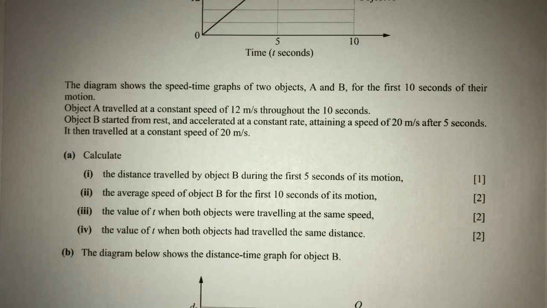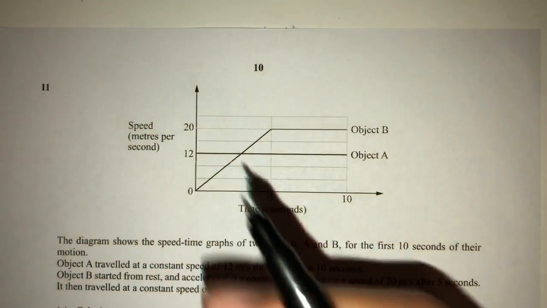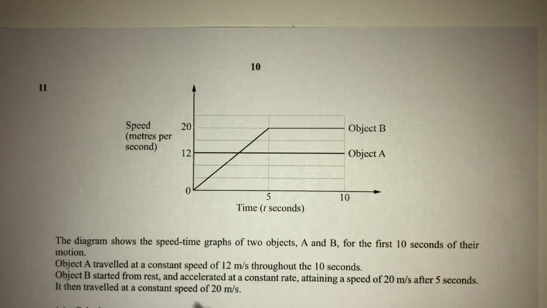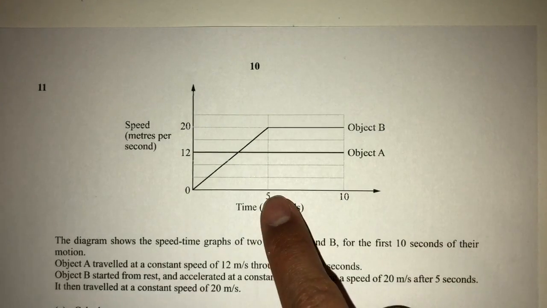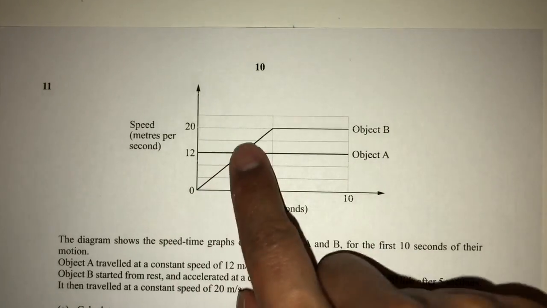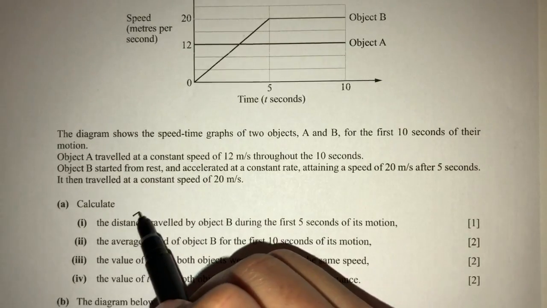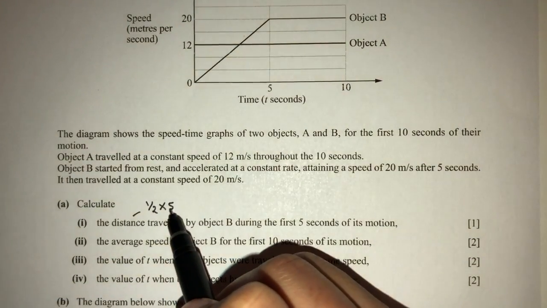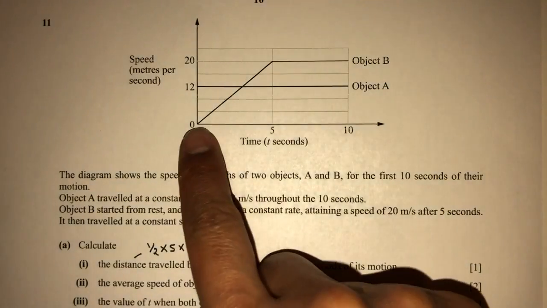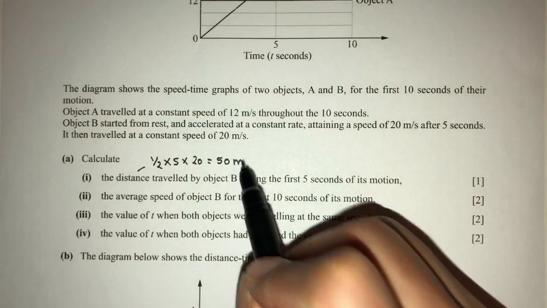Now let's move on to part A. So we have to find the distance traveled by object B during the first 5 seconds of its motion. Now, as you guys must know by now, when we have a speed time graph, the distance traveled is the area on the graph. So for the first 5 seconds, 0 to 5, for object B, it is the area below this part, which is the area of a triangle. So that will be half times base times height. The base is 5, the height will be 20. So half times 5 times 20, it will be 50 meters for your answer.